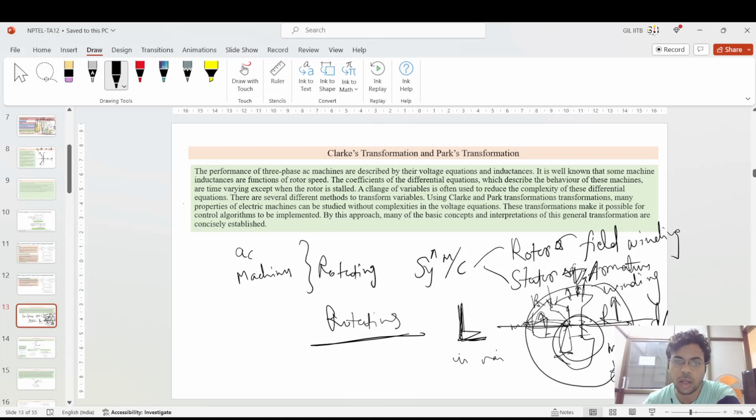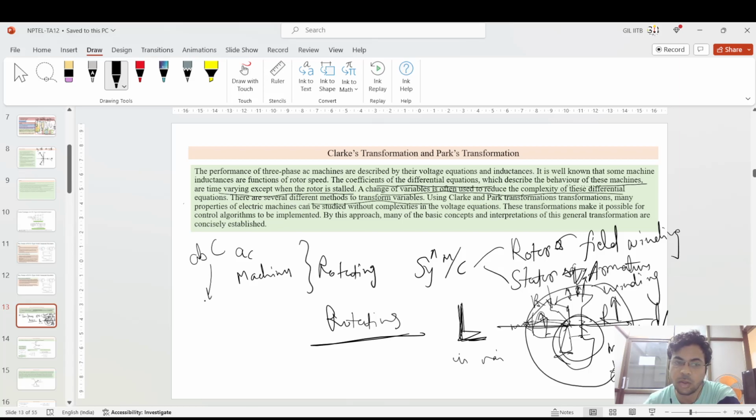Then suppose it comes directly to the d axis. Then you have to write a different equation. So the coefficients of the differential equation which describes this whole behavior of the electrical machine have a time varying aspect where the rotor is stalled. Okay. So change of variable is often used to reduce the complexity of this differential equation.